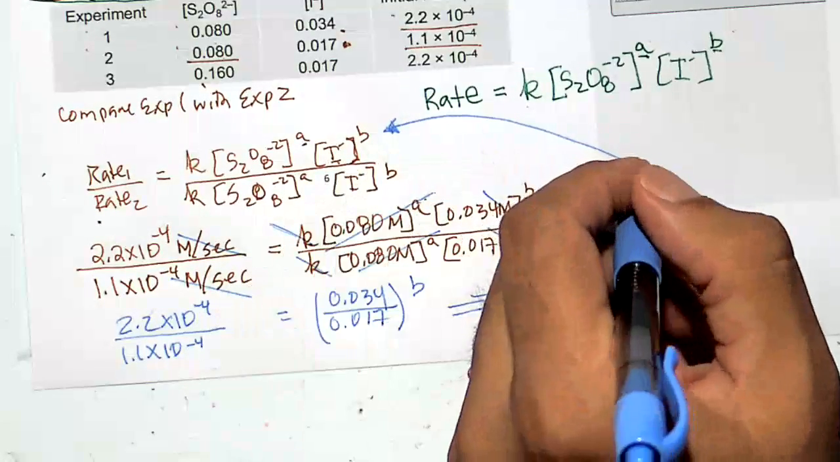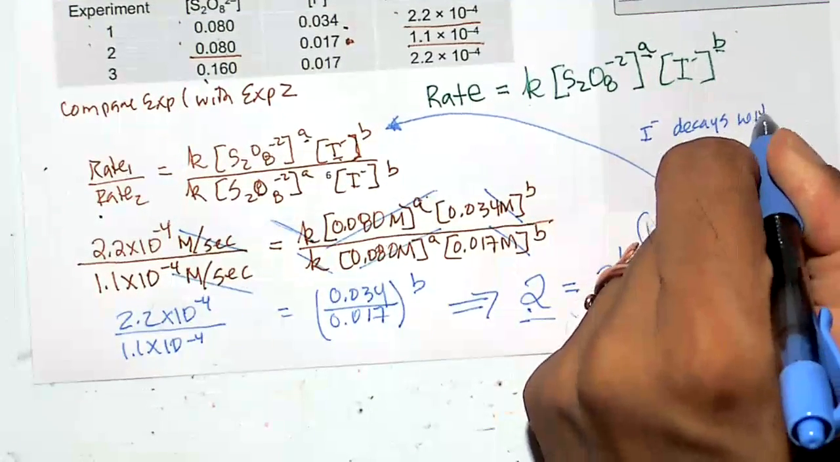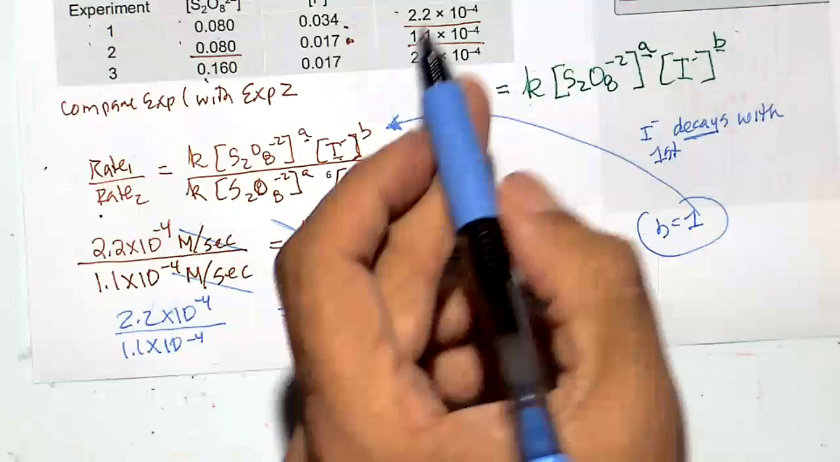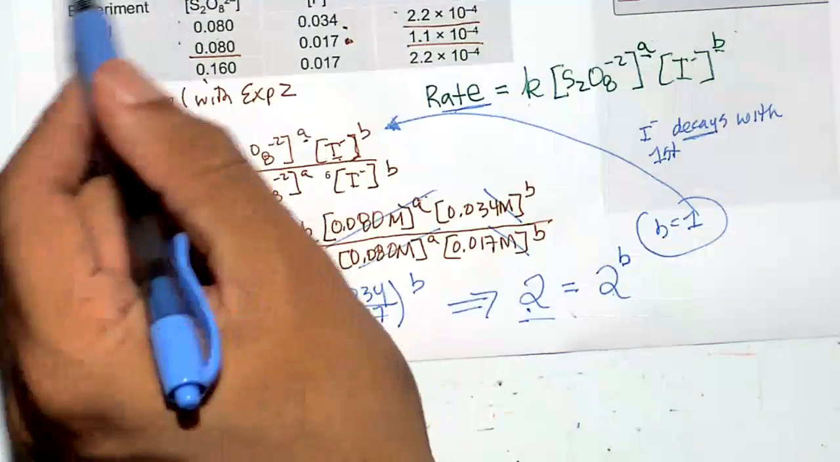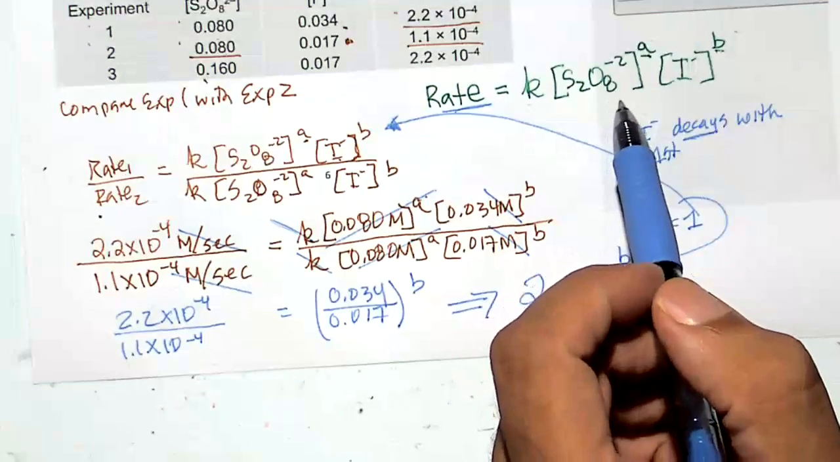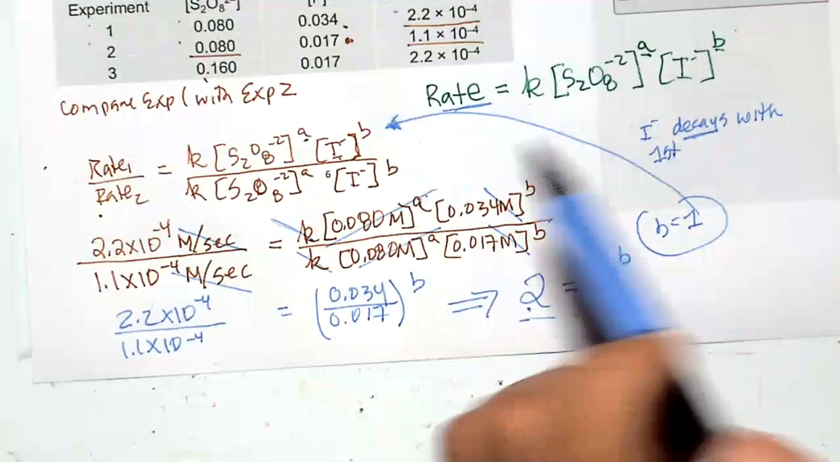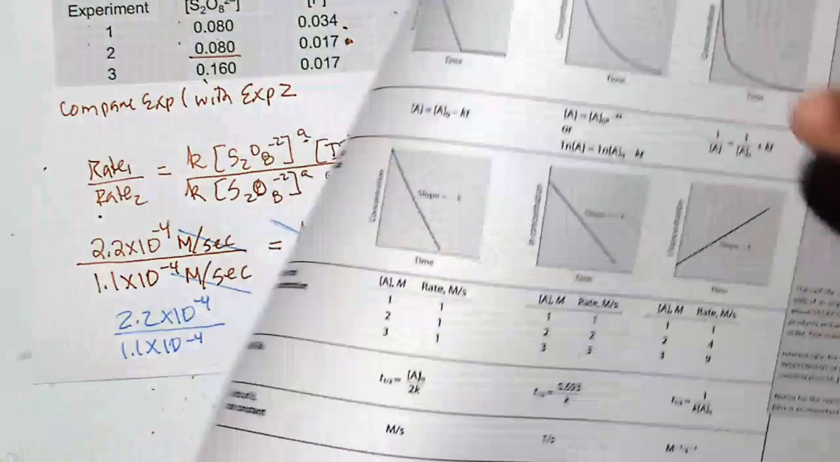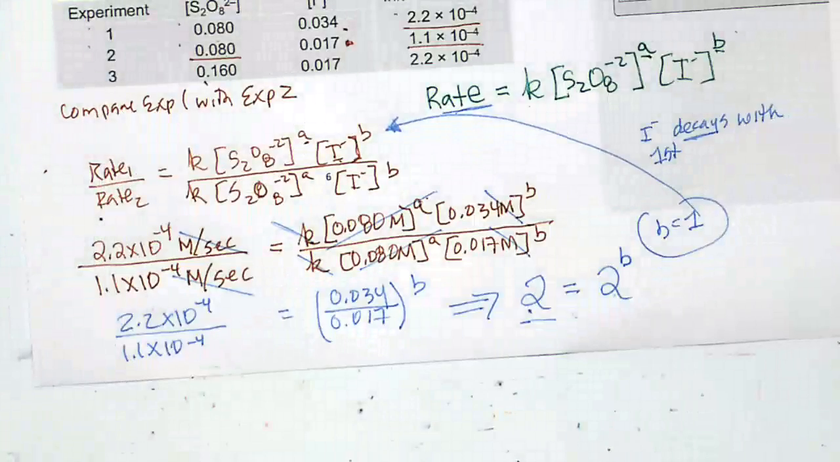So this means the reactant I minus decays with first order kinetics. We find out how fast the reaction is, how fast the reactants decay. This particular reactant is going to decay with first order kinetics, which means these are the equations for first order. We'll talk about this later.